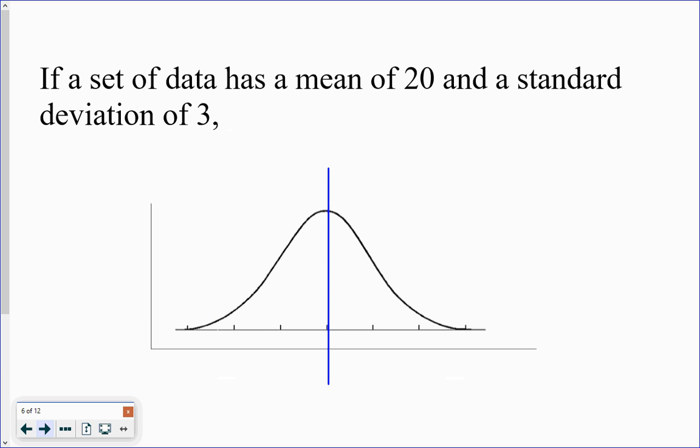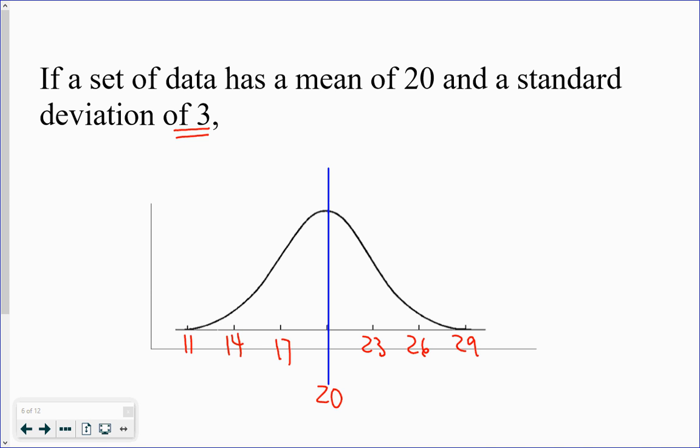Okay, so it says if a set of data has a mean of 20 and a standard deviation of 3, what would the curve look like? Well, the mean of 20 goes here, and then I'm going to add 3 going up, and then I'm going to minus 3 going down.